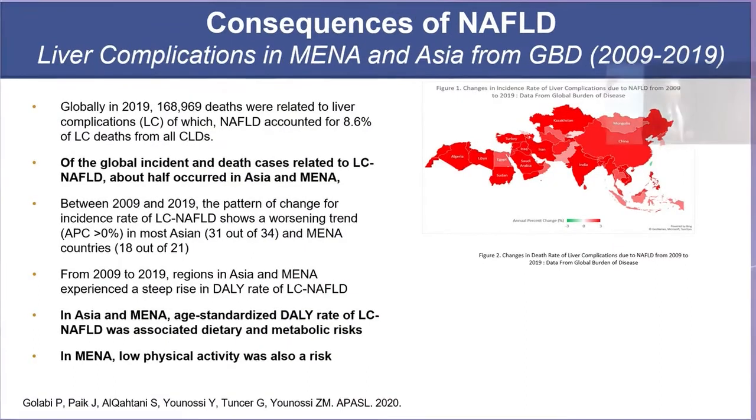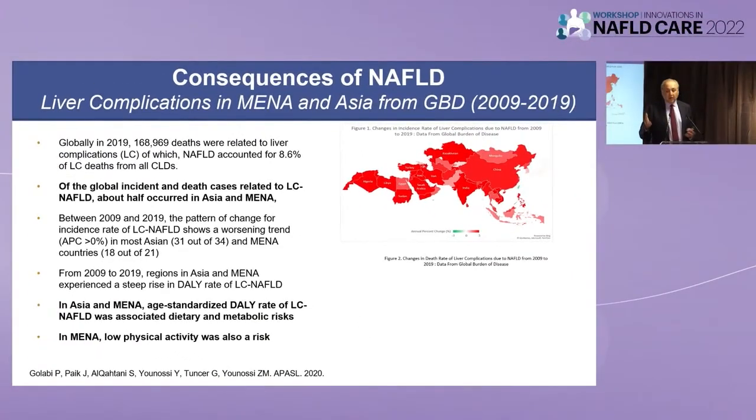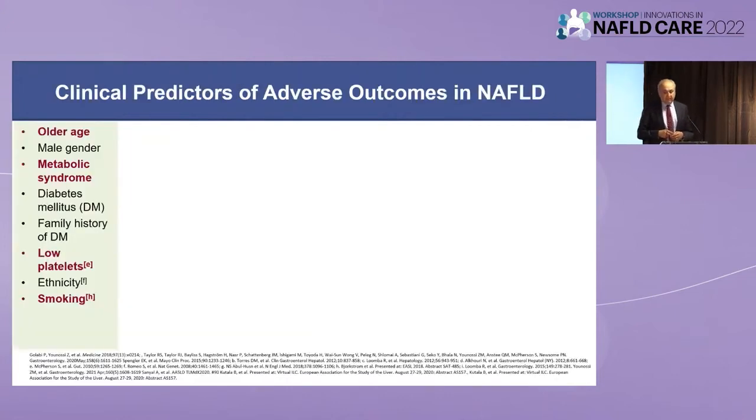And finally, as I alluded to, NAFLD is very, very prevalent in the Middle East, and here we're looking at the MENA region, again from the GBD 2009-2019. Half of the liver complications related to fatty liver disease occurred in this region of the world, half of it, and it was driven not only by the metabolic risks, but primarily by lack of activity and maybe in some areas by diet. So that's actually a hotbed of NAFLD, as you would expect over the next decade or two.